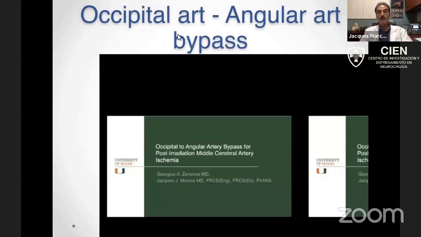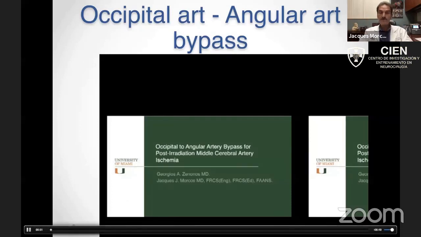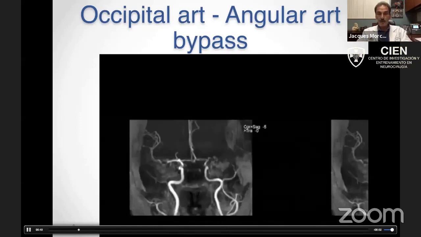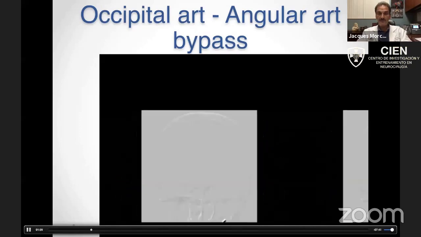Another unusual use of a bypass is occipital artery to angular artery bypass. When you don't have STA, but you have a good occipital artery, you can use the occipital artery from the back, but you cannot go all the way to the front. This is a 50-year-old female, previously approached through a... this is my fellow narrating it. I am going to show you briefly the occipital.